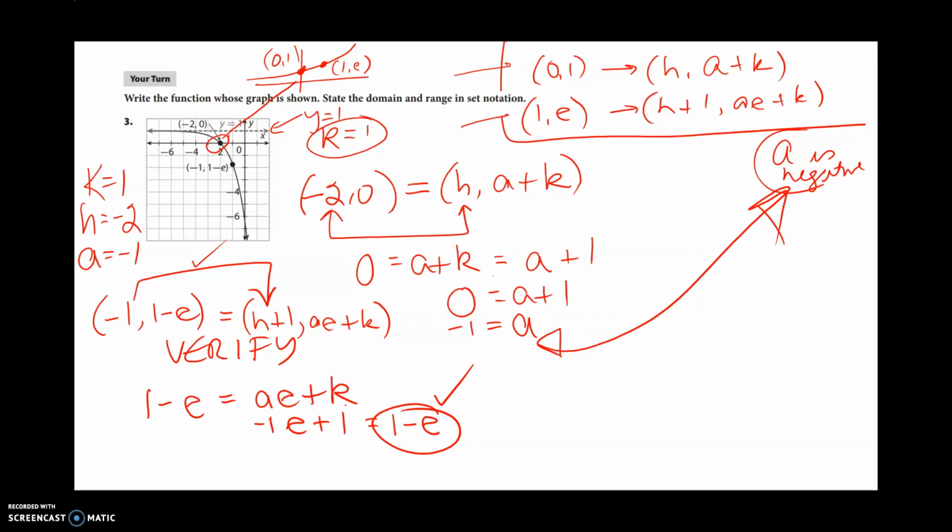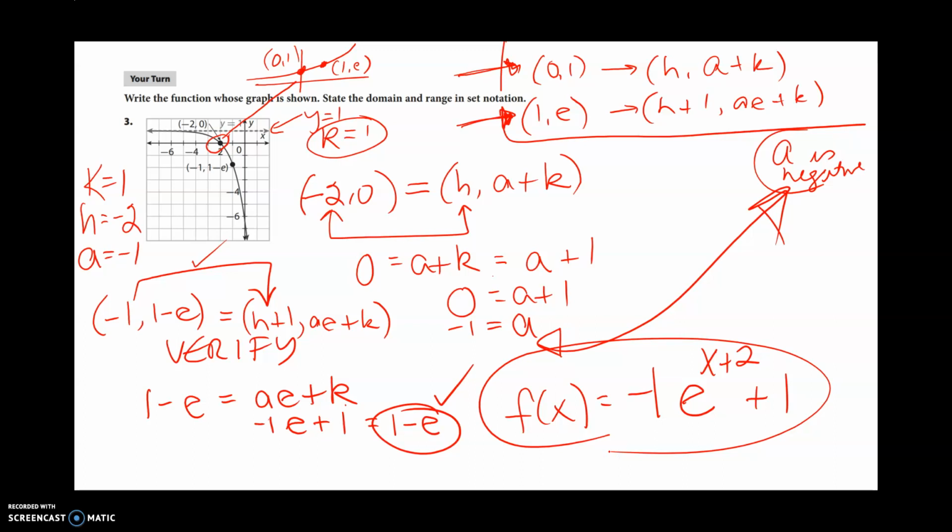So let's write our final equation. f(x) equals a times e to the x - h, because h is -2, plus k. That should be our answer right there. So again, your hardest part is making sure you get which of the points on the graph correspond to the reference points.